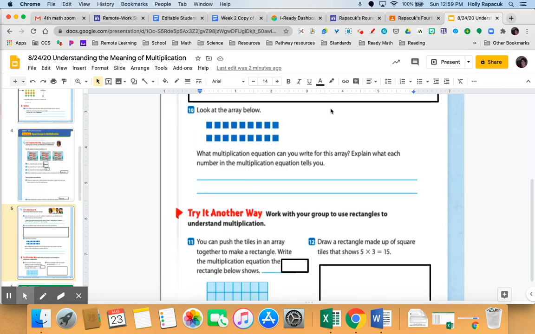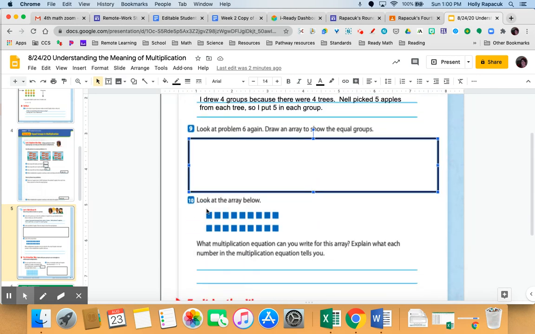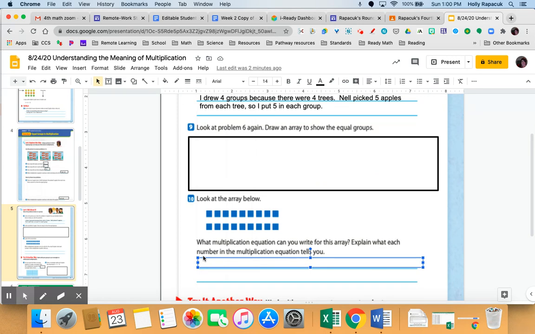All right, look at the array below. What multiplication equation can you write for this array? Explain what each number in a multiplication equation means. So I'm going to look at my array here. I know I have 2 rows going across, and I have 1, 2, 3, 4, 5, 6, 7, 8, 9 in each row. So I would write, oops, 2 times 9 equals 18.